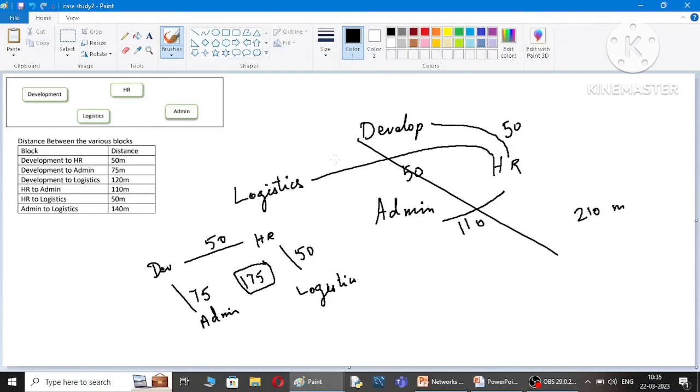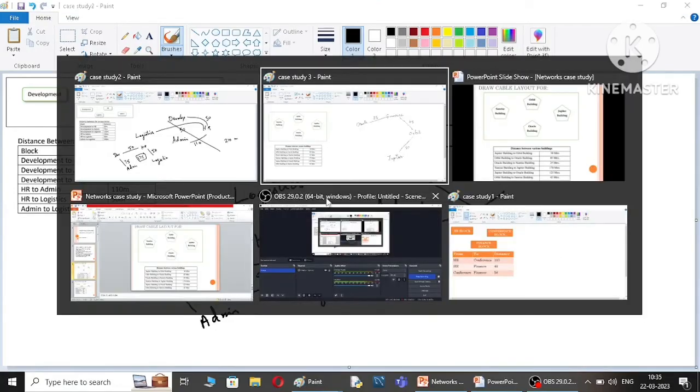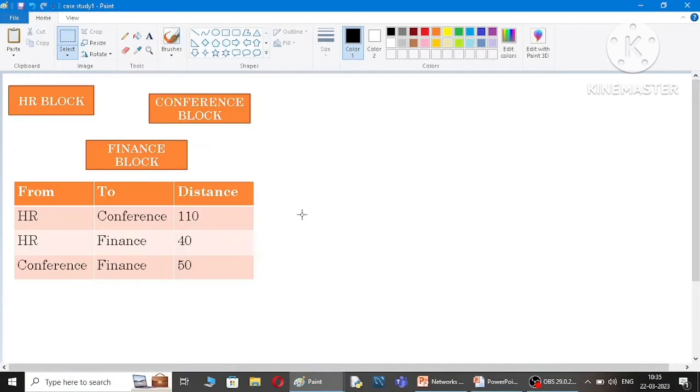This is not right. So you can try different combinations and check which one would be best for you. Okay. So development, admin, HR and logistics, this is the best possible layout for this picture. Now let's move on to the next small example.